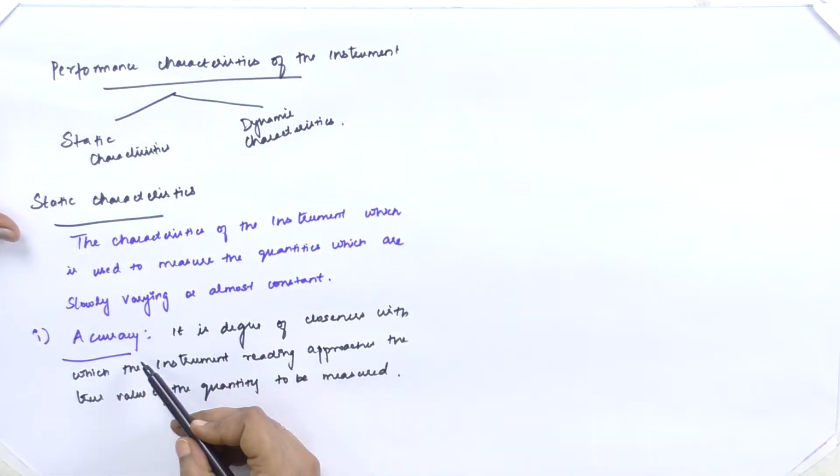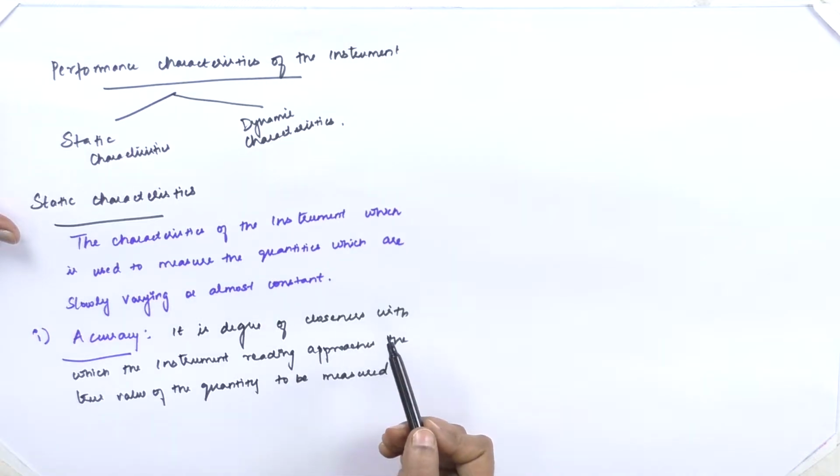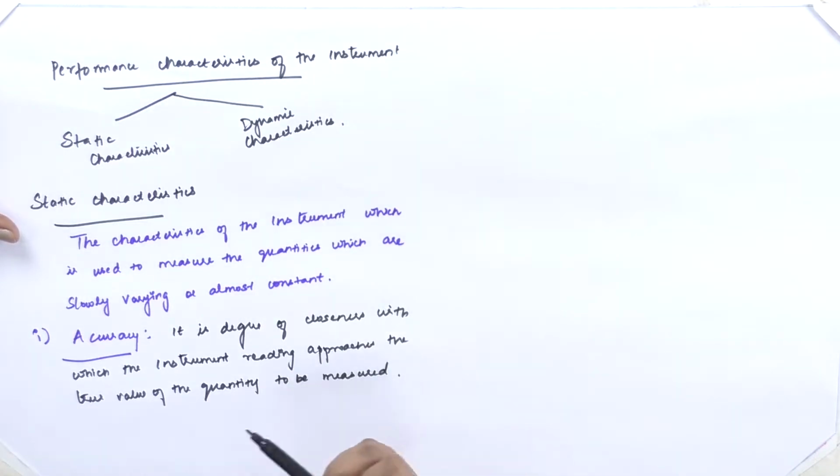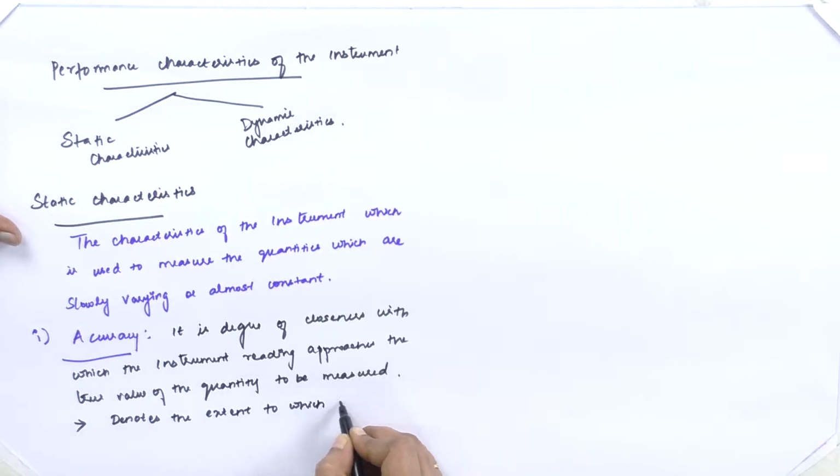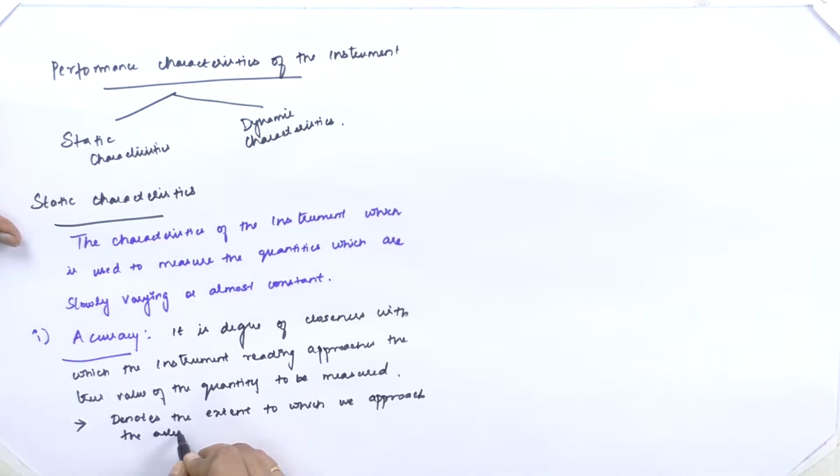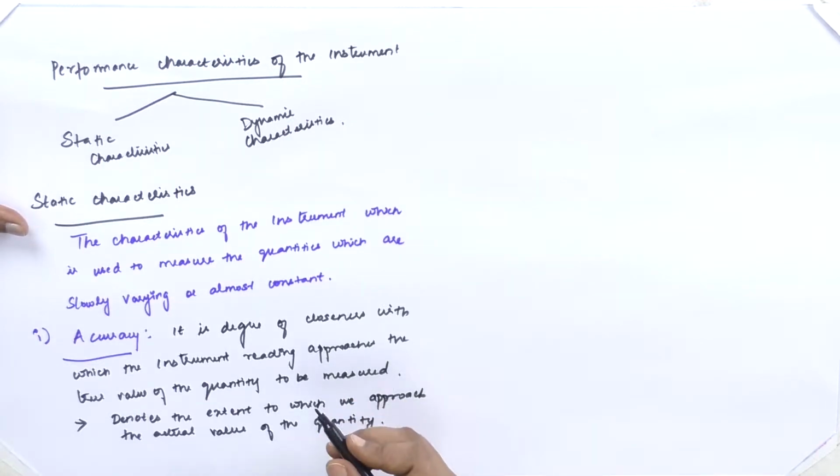The first static characteristics is accuracy, which is the degree of closeness with which the instrument reading approaches the true value of the quantity to be measured. In short, we can say that the accuracy denotes the extent to which we approach the actual value of the quantity to be measured. It also indicates the ability of the instrument to indicate the true value of the quantity.